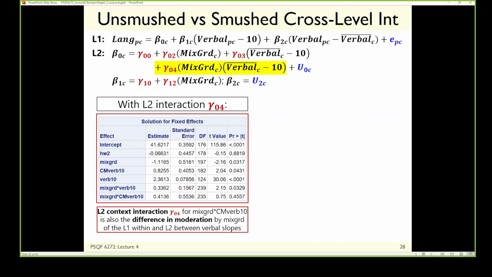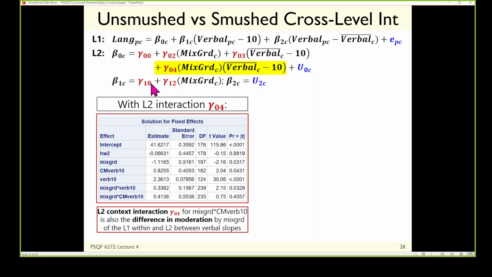Within, contextual, between, or smushed? Within. That's within. So for every unit more verbal I have than my school, my outcome goes up by 2.4. Keep talking, because now that slope is conditional on the other variable at 0. Yep, so it's conditional on mixed grade being 0. So it's conditional right here.